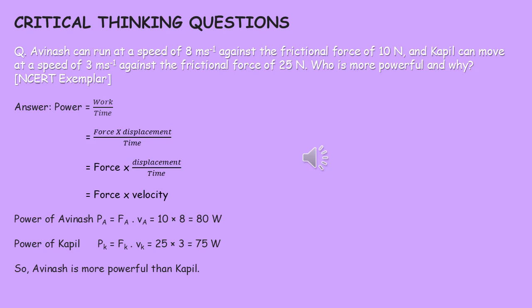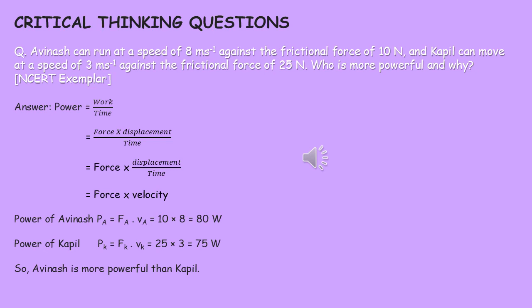We know that power is equal to work done by time, but we also know that work done is equal to force into displacement. So we can replace work by this relationship. Power will be equal to force into displacement divided by time, which gives us velocity. So power will be equal to force into velocity.